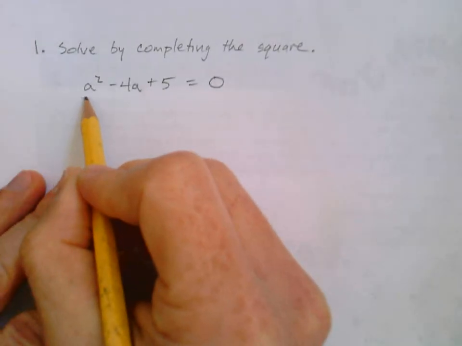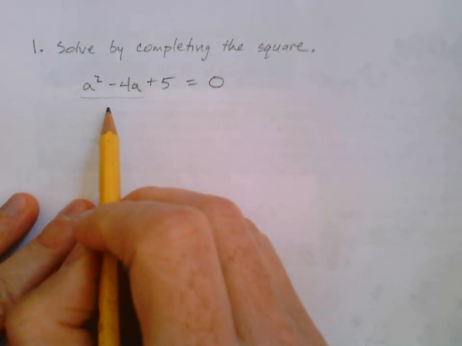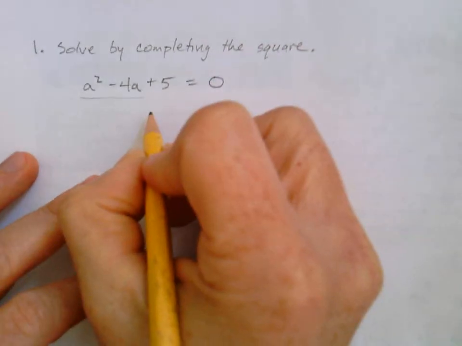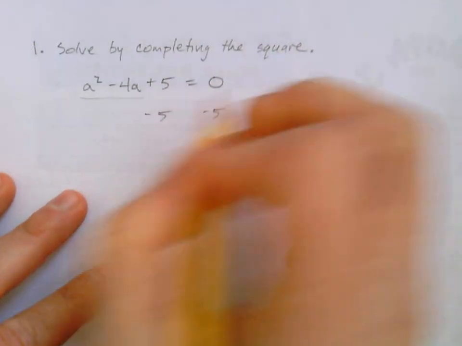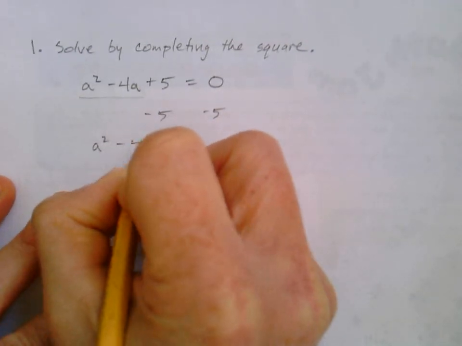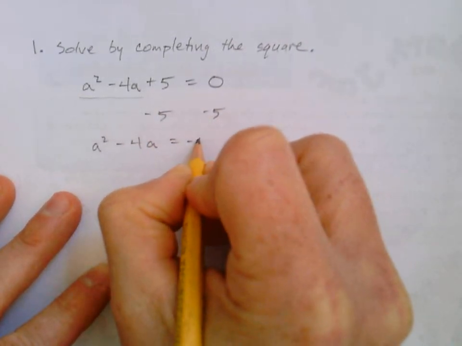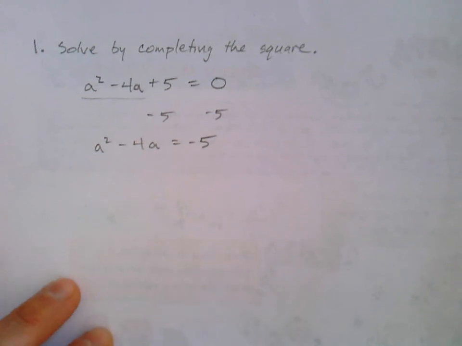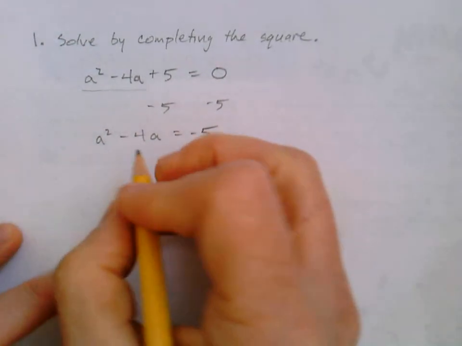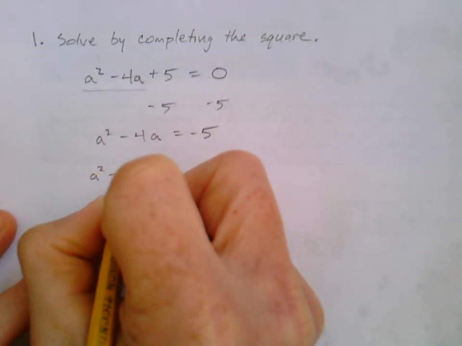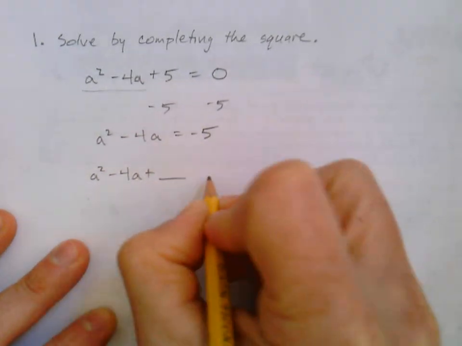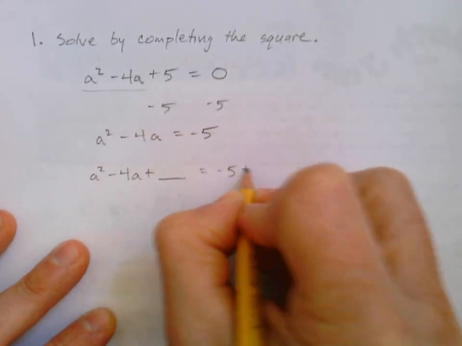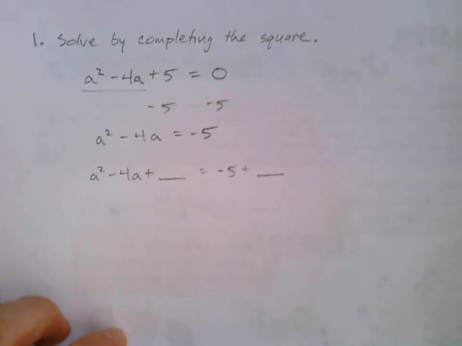So I say, okay, I want those two to isolate to complete the square. So I'm going to start by subtracting 5. a squared minus 4a equals negative 5. And then I recognize I need to add the same thing to both.